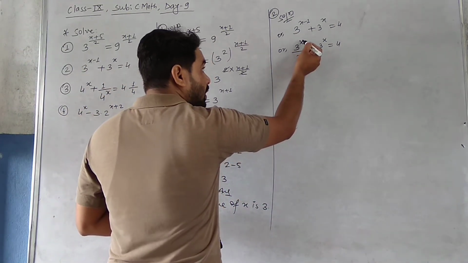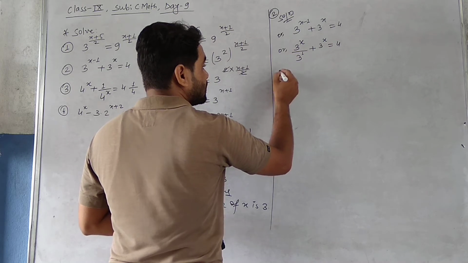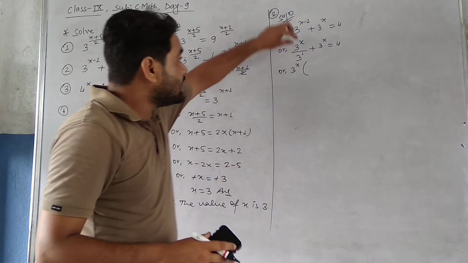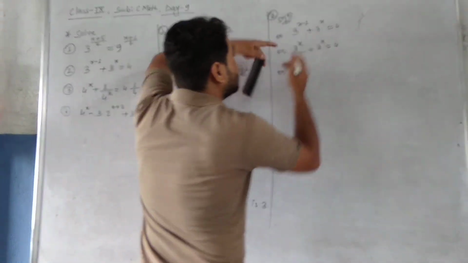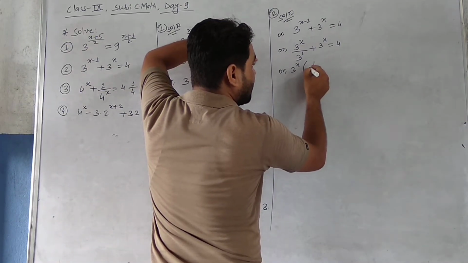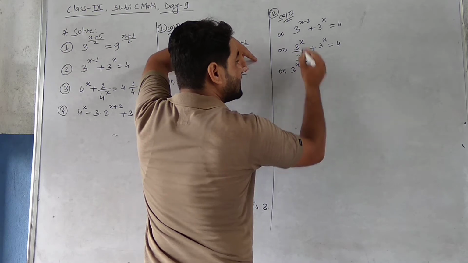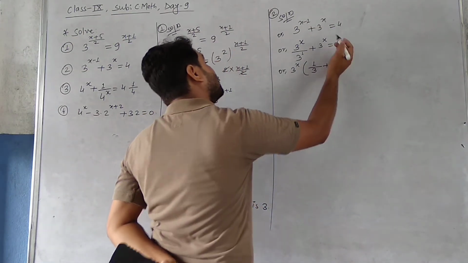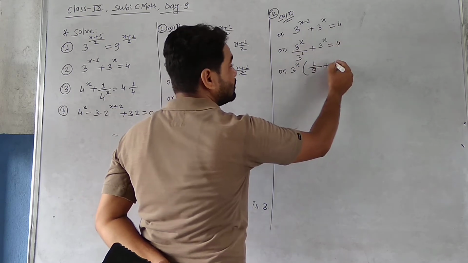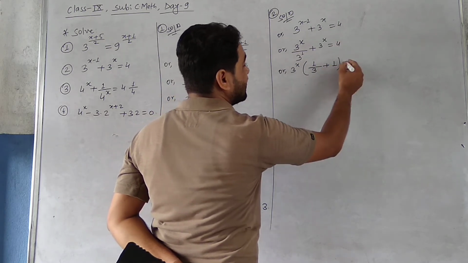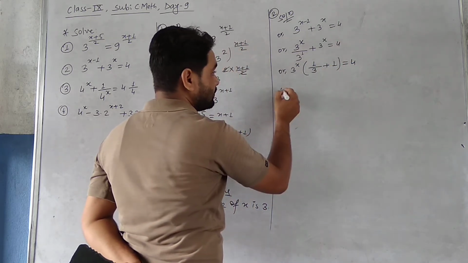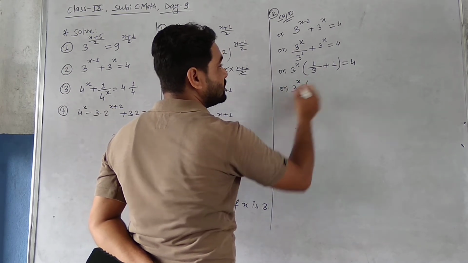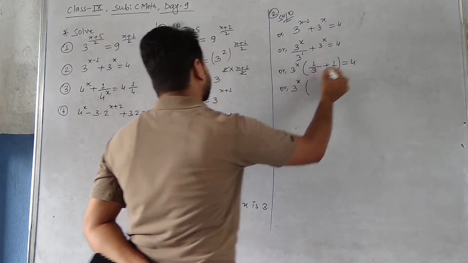Now 3 power x is here, 3 power x is here, so take out 3 power x as common. And here, 1 in the numerator and 3 power 1 in the denominator, that means 3, plus sign. Now if we take 3 power x out, then 1 remains there, equals to 4. Or 3 power x into, and now let's simplify this at first.